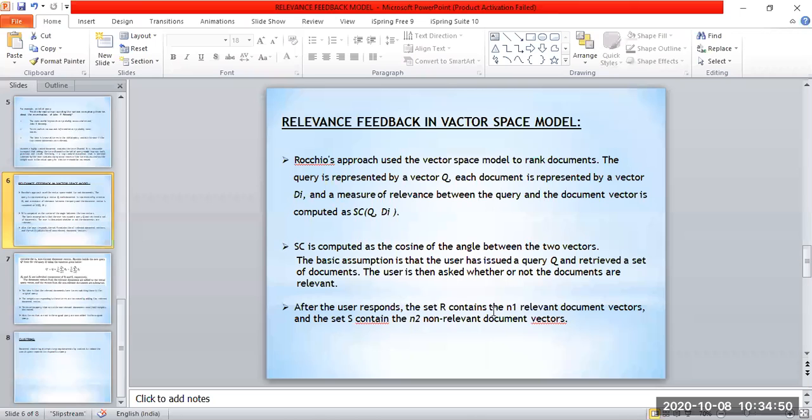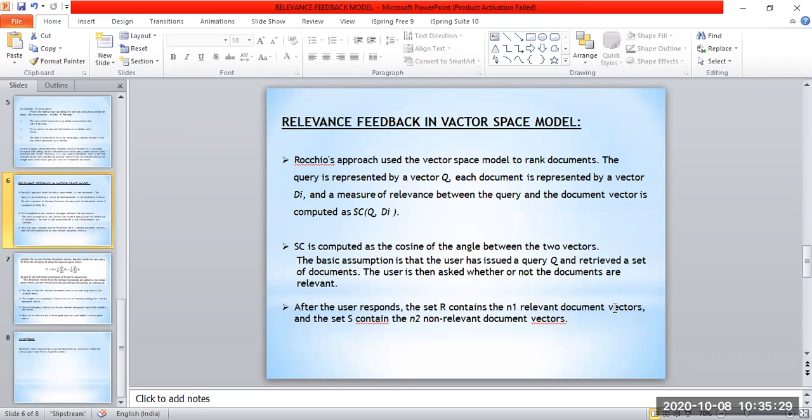Set R contains the relevant document vectors. Now the documents are converted into vectors. I told you how to convert a document into a vector when we were talking about the vector space, so I will not talk about that again, but simply understand that the documents are converted into vectors, and the vectors are divided into two: R and S. R contains the relevant vectors and S contains the vectors which belong to the non-relevant documents.